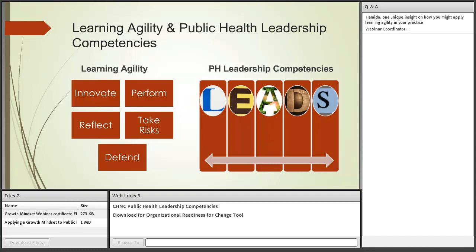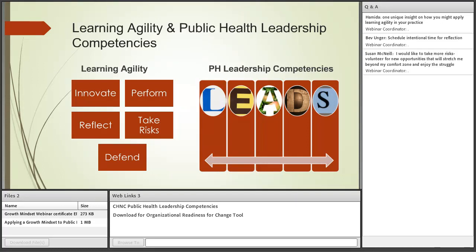Then you looked at the reflection component of learning agility, reflect. Reflection, as I've mentioned, is really connected to the lead self component of the public health leadership competencies. Your self-awareness, knowing your triggers, your ability to understand yourself, to do that deep thinking. What's your personality like? Are you an introvert? Do you need to be more in the middle in order to engage people? Looking at both your failures and successes, not just your successes. So that reflection component is really important in learning agility, and it comes up in the LEADS framework under lead self.